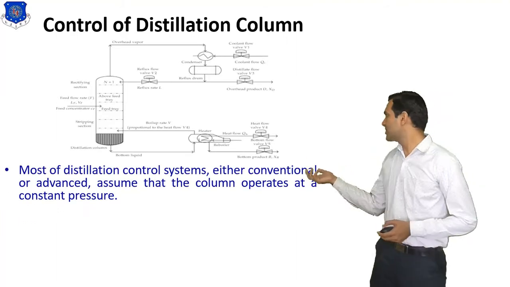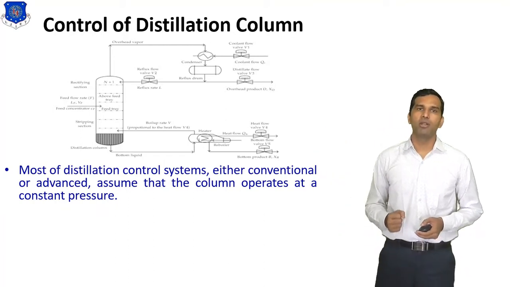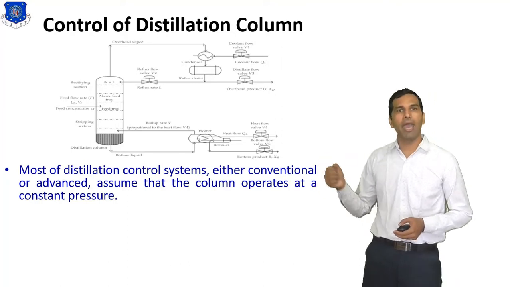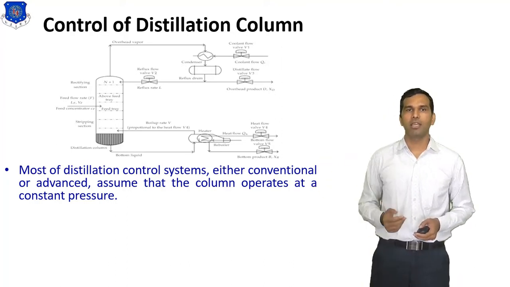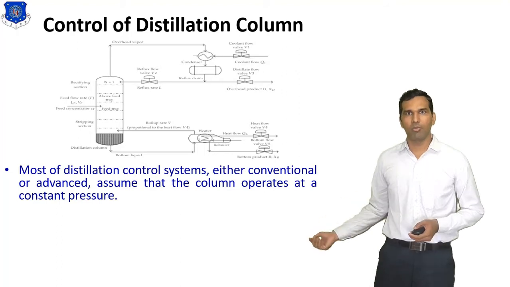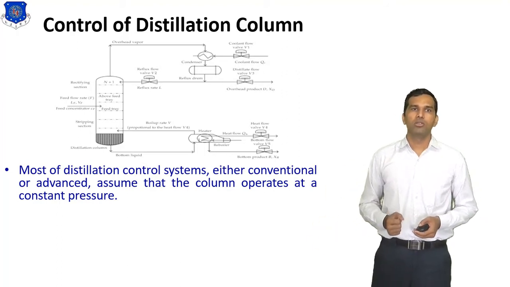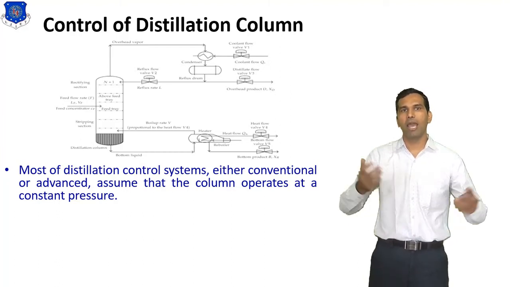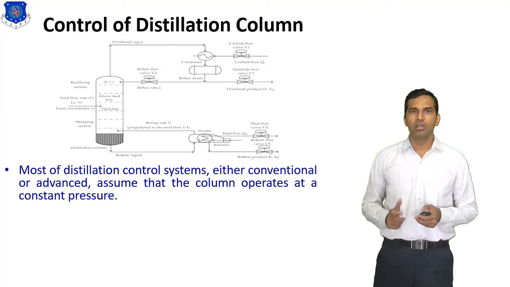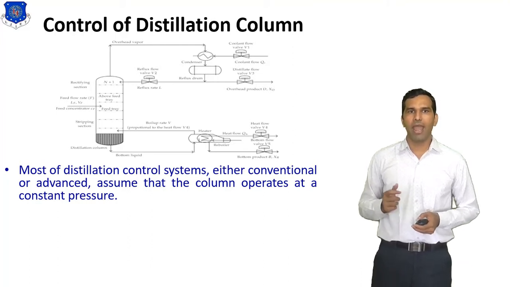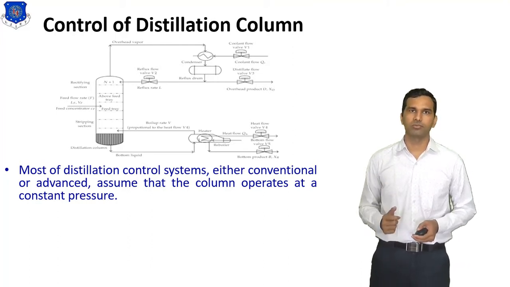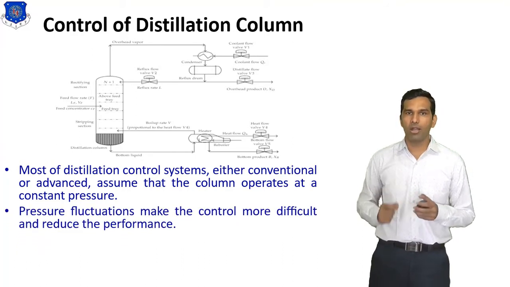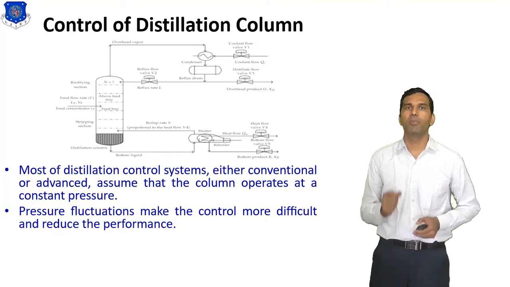Here you can see the basic diagram of a distillation column. This is the distillation column, this is the accumulator, and in the bottom part we can see the boiler. Most distillation column systems, either conventional or advanced, assume that the column operates at a constant pressure. Pressure fluctuation makes the control more difficult and reduces the performance.